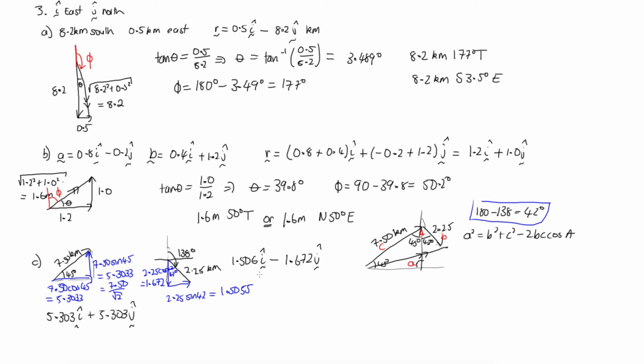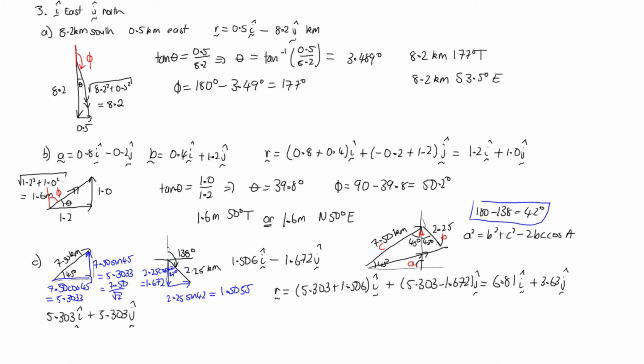Okay, so now if we want to work out the answers in components, we can just add our components. So we can say, well, r is equal to 5.303 plus 1.506i. And then we've got j, that's equal to 5.303 minus 1.672j. And solving that on the calculator, we end up with 6.81i plus 3.63j.